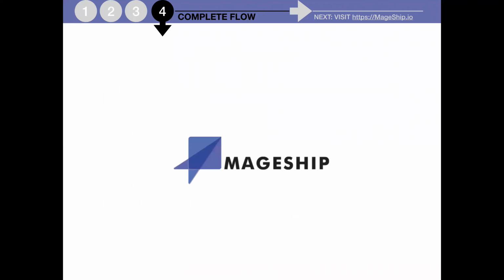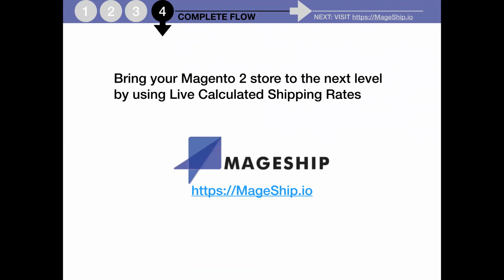So this was the presentation of MageShip. I invite you to visit mageship.io in order to bring your Magento 2 store to the next level by using live calculated shipping rates during the checkout process. And this will give you the edge over your competitors by being transparent with your extra costs.